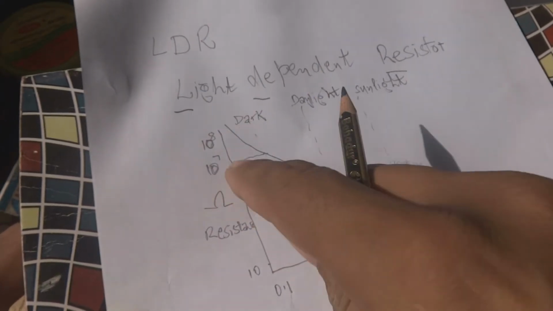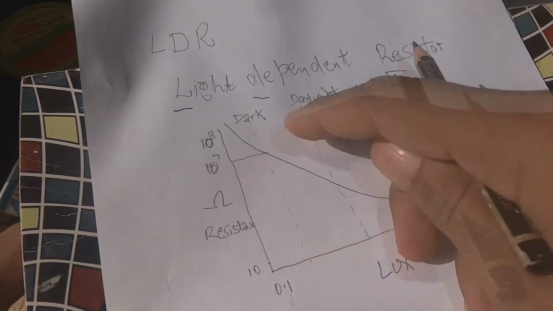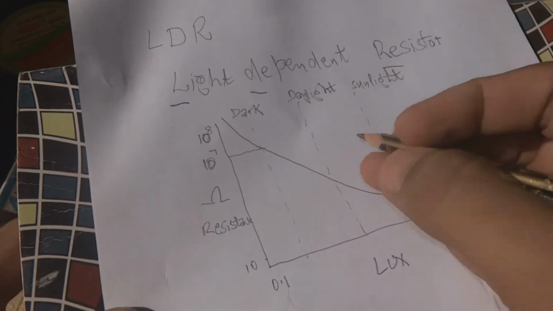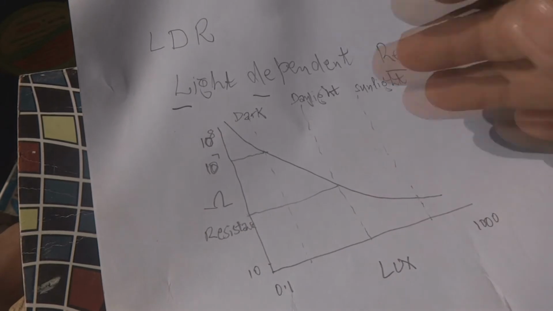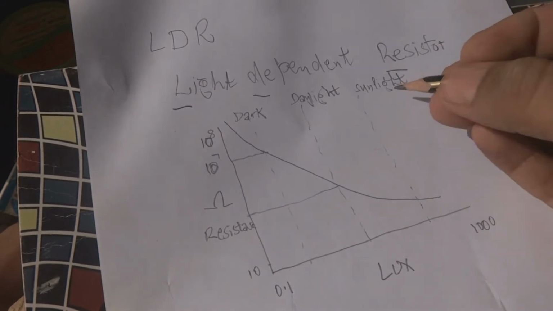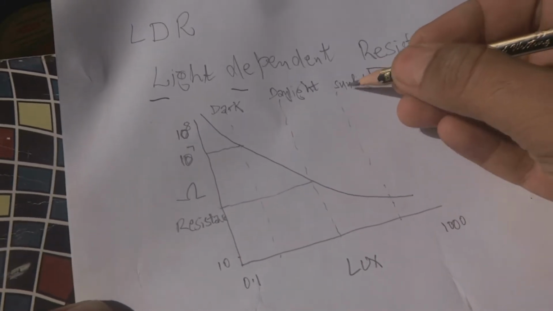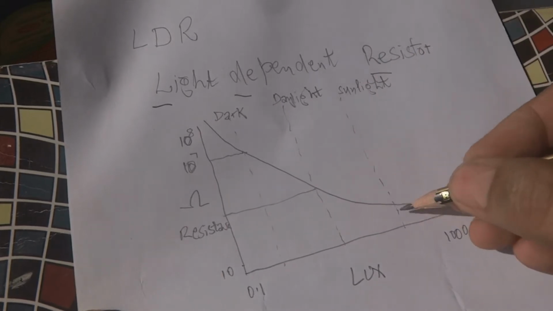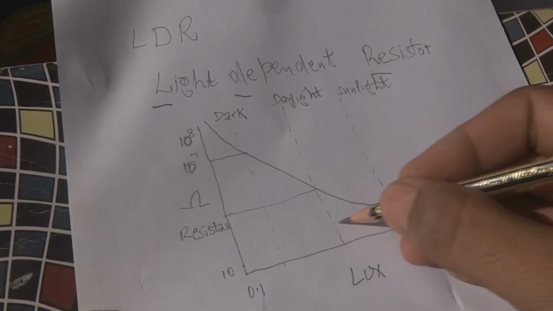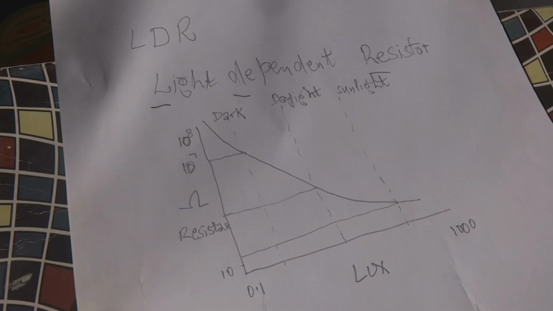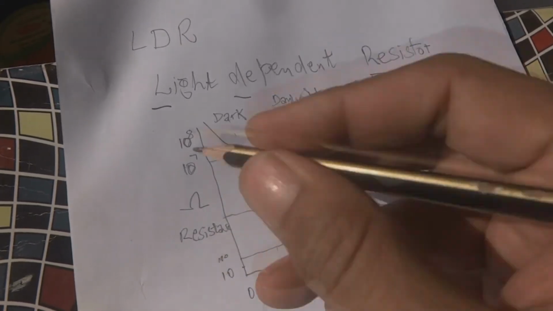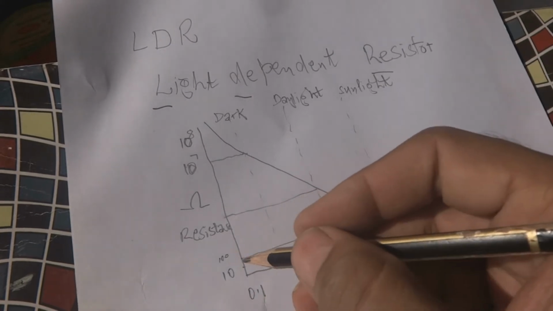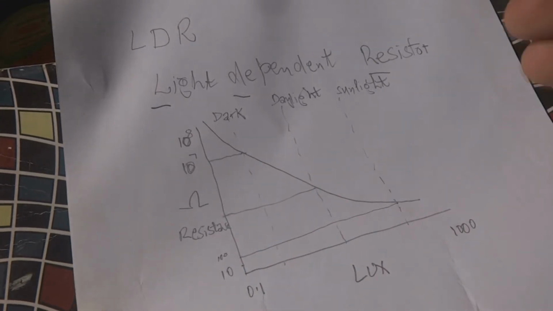Very high resistance we are looking at. While in the daylight we are encountering some resistance, some value like a few hundred ohms or a kilo ohm, and here in the sunlight it has a low resistance under 100 ohms. So it should be something like 50-60 ohms, something like that we are encountering as low resistance.